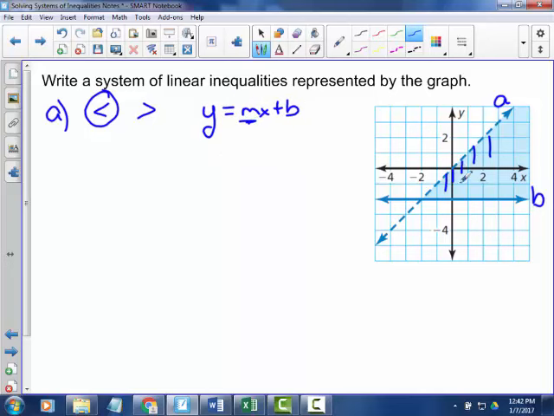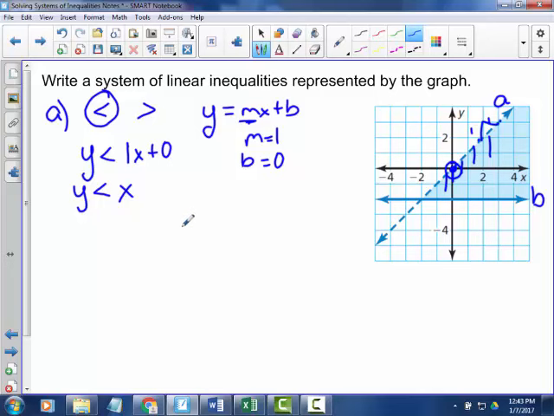So I look over here, and from point to point, I seem to be rising 1 and running 1. So my slope is 1, and my y-intercept is right here. It's where we're crossing the y-axis, which is 0. So I put that together, and I get y is less than 1x plus 0, which simplifies to y is less than x.